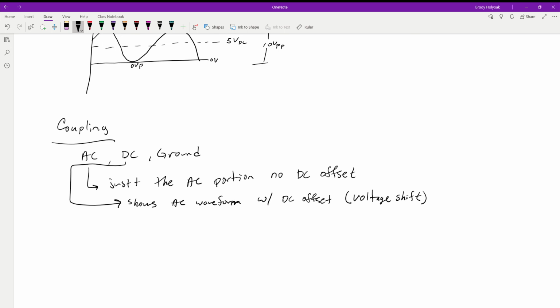Okay, so now that we have an understanding of what these couplings are going to do, you'll switch back and forth between your couplings, especially next week when we start talking about power supplies. There's going to be times where you want to see just your AC portion because you may have a signal that's 45 volts DC, but you have a 200 millivolt signal riding on there. To get it all on the screen, you're going to have to set your volts per division very, very large. So it's going to hide the AC signal, or what we call ripple. It's going to hide that signal.